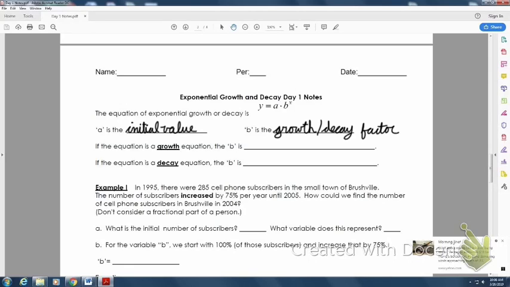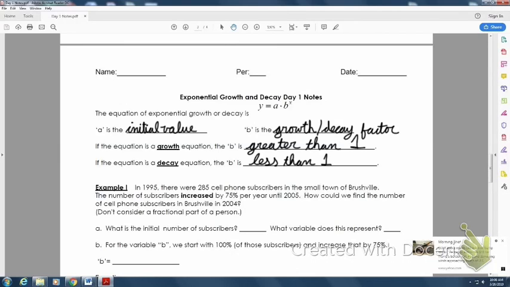If the equation is growth, then the B value is going to be greater than 1. All the examples we had up here were around 1.5. And if it is decay, that B value is going to be less than 1. Will it be above 0? Yes, that's a good question. The B value will always be between 0 and 1 on the decay. So you could put that in there as well.